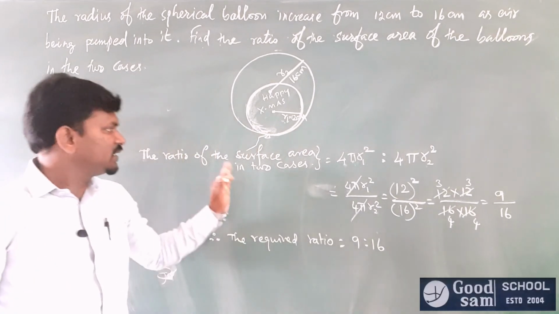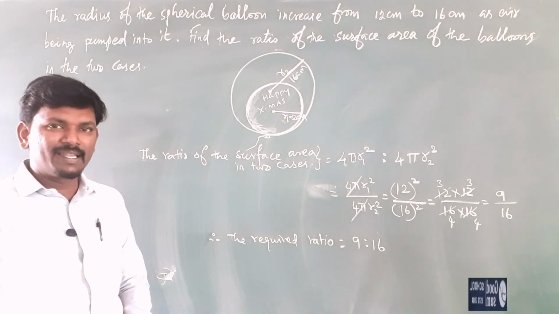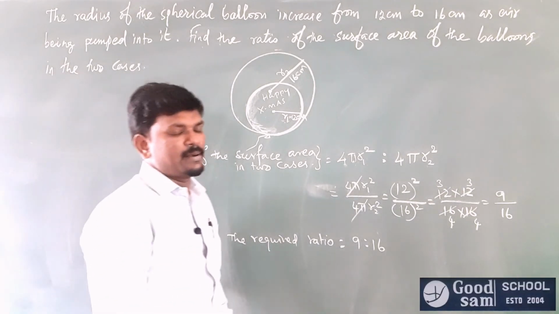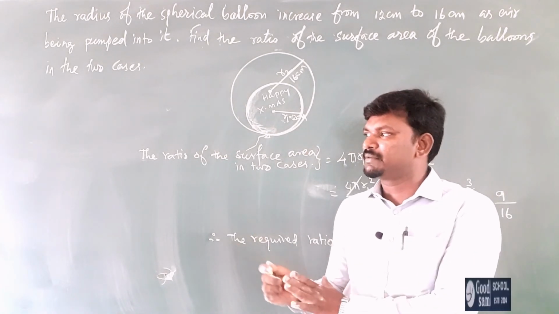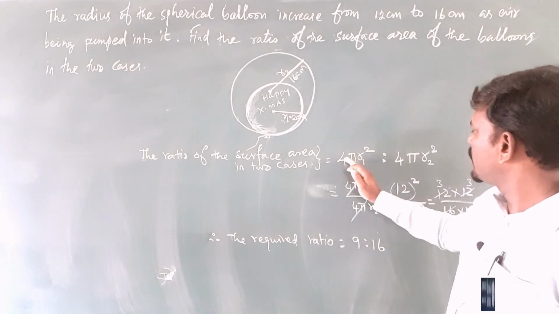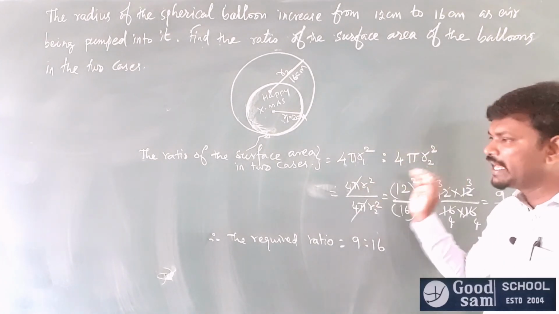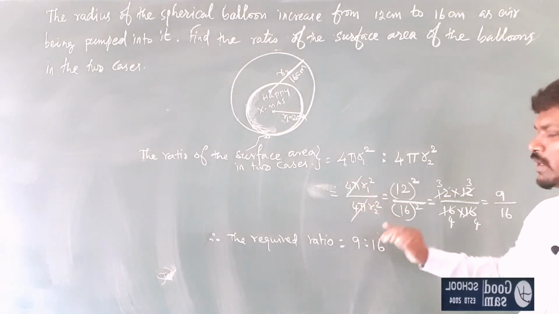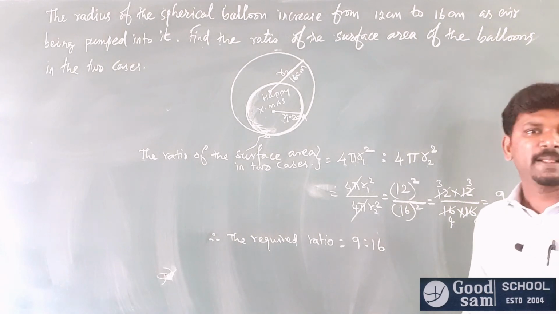Not only for sphere, based on cone and cylinder there are several ratio problems. So this is the concept: write the ratio formula, then write it in the form of a fraction, then substitute the values of r or h, whatever is given, then simplify and solve. Okay, good.